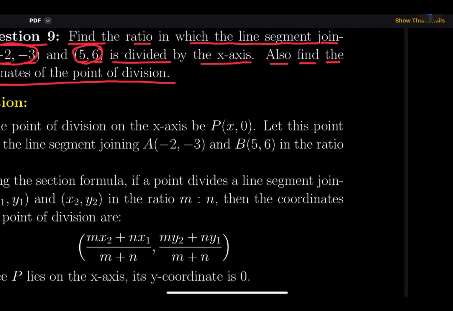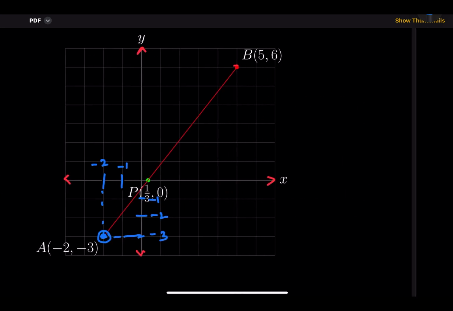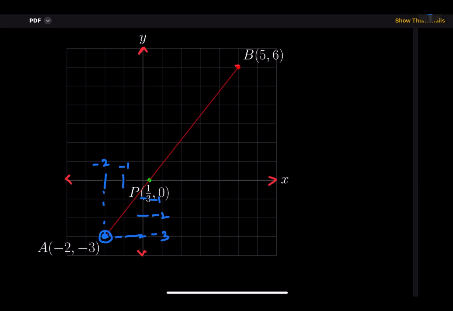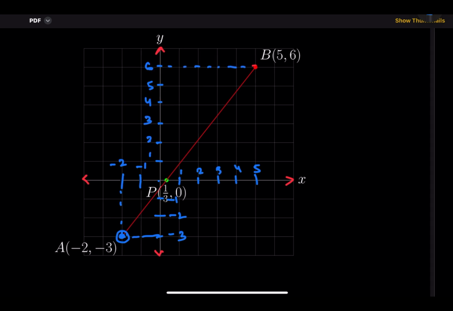Now what was the other point? The other point was (5, 6). So now let me plot (5, 6). 5 is for x, so 1, 2, 3, 4, 5. And for y it is 6, so 1, 2, 3, 4, 5, 6. And on the graph, it will be this point.